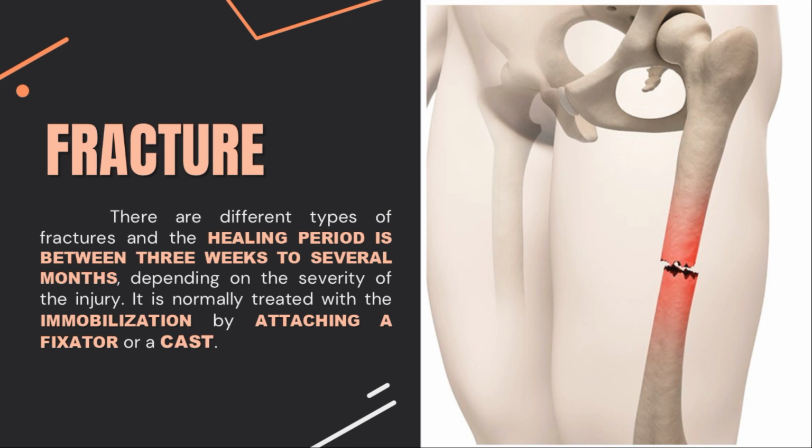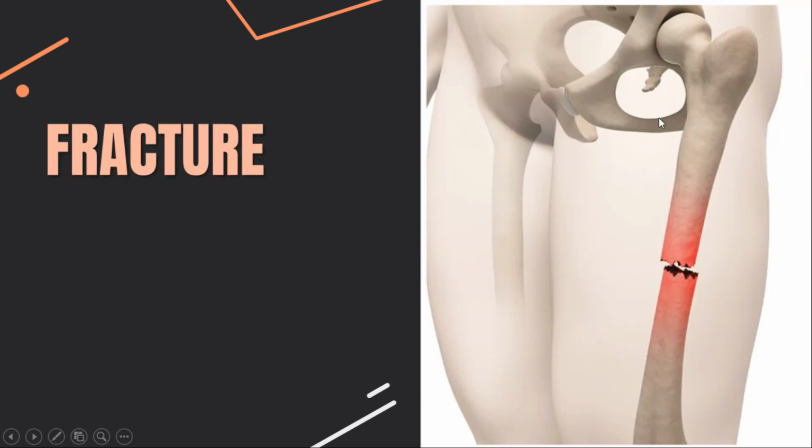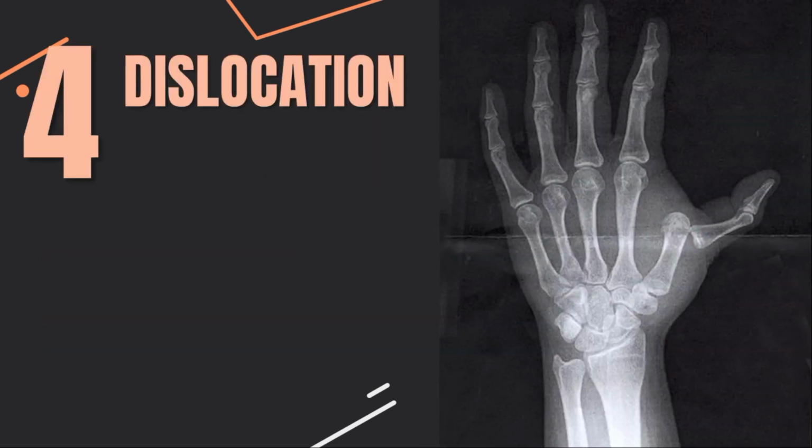So it is normally treated with the immobilization by attaching a fixator or a cast. So class, balik lang tayo dun sa una nating picture. Ito po yung example ng fixator o yung cast natin na tinatawag. So yan, once na nagkaroon ka ng fracture, yan po ang ikakabit sa inyo. Okay, so may purpose naman pala yung cast na yan. Actually, class, yung cast na yan pang support din sa arm ninyo.